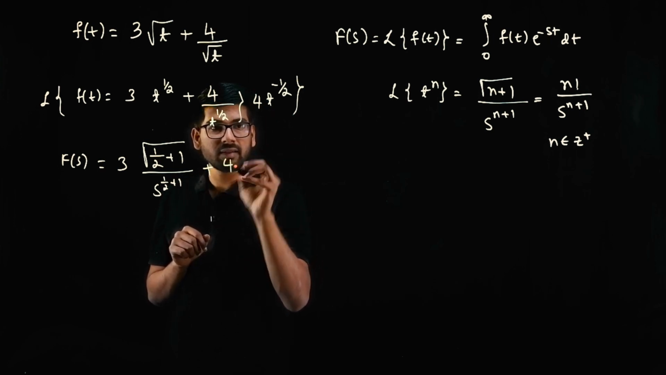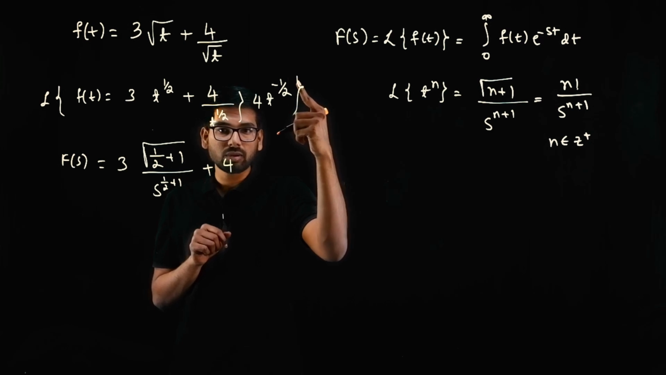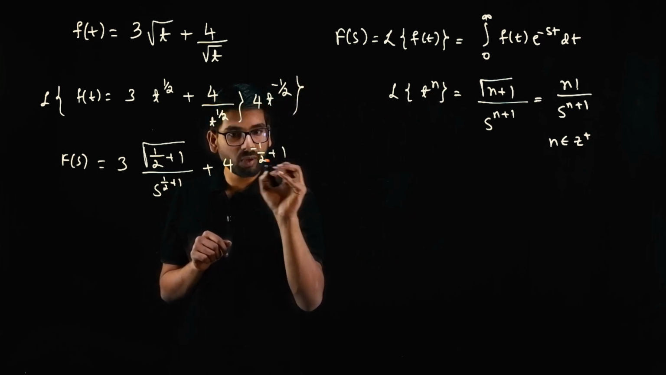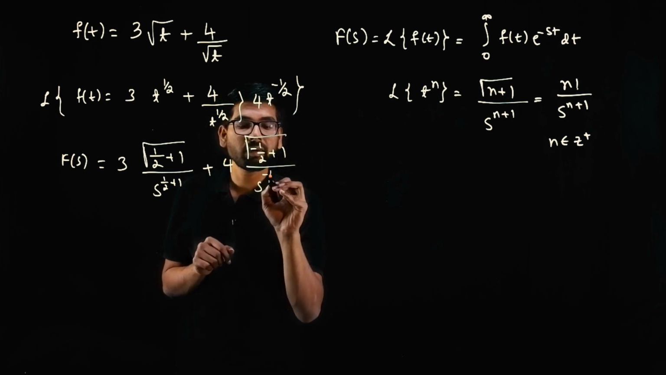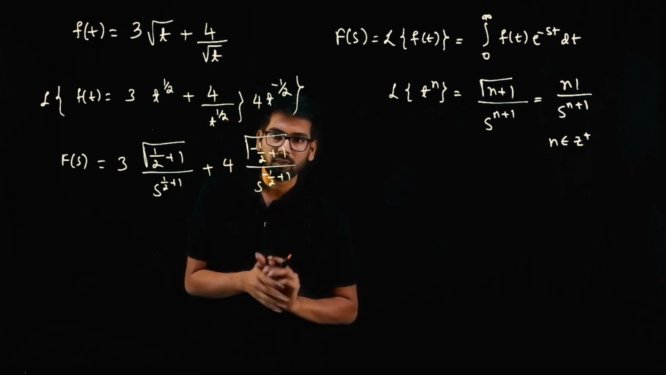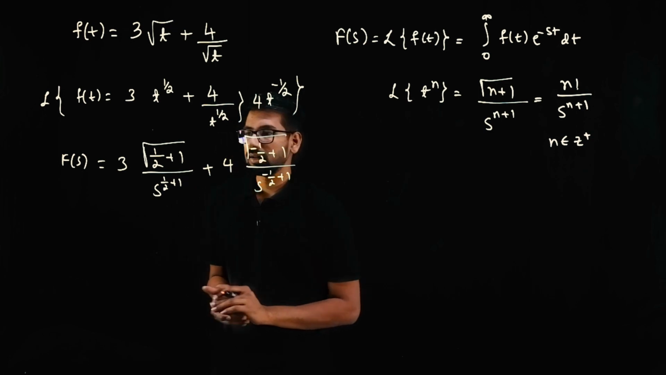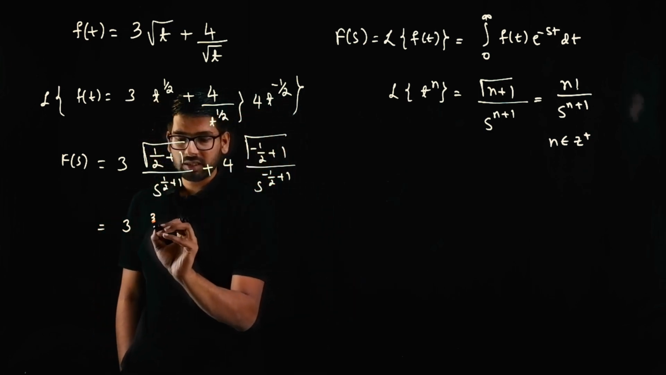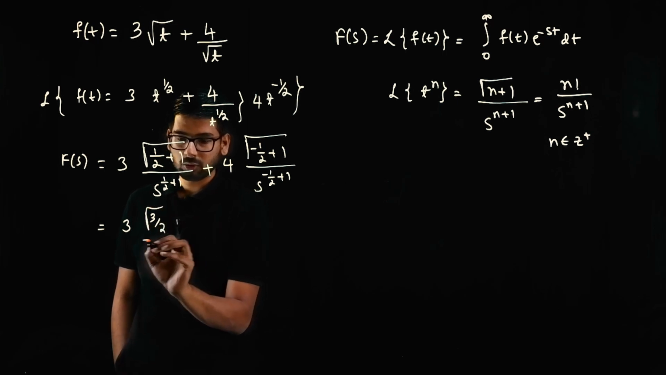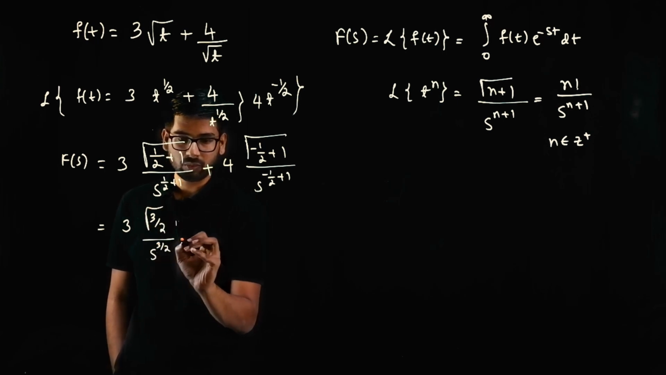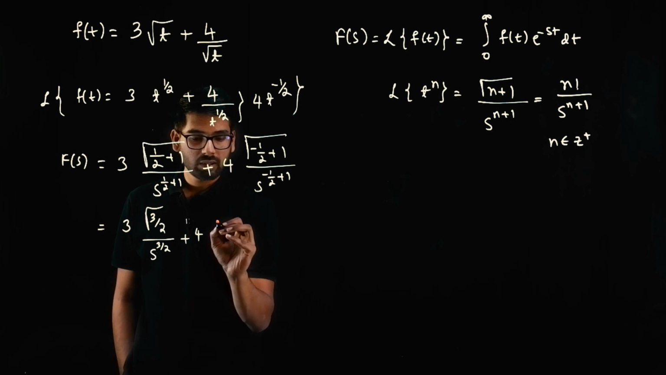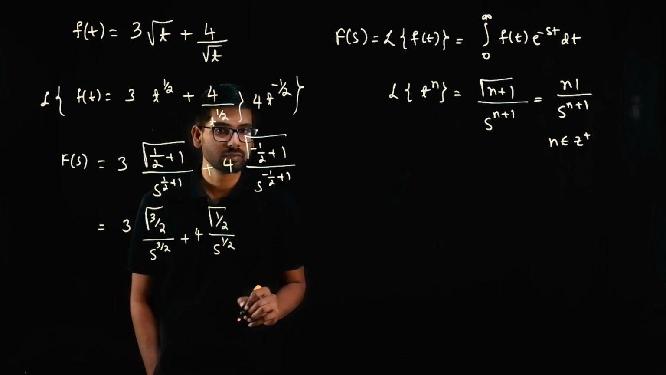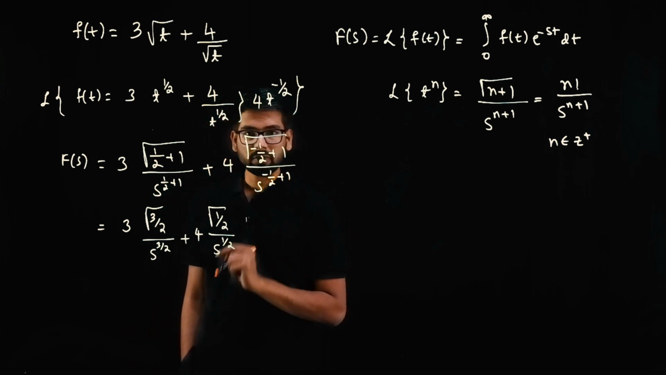So this is 4 as it is, t power minus 1 by 2. So in place of n I have minus 1 by 2. So that is gamma of minus 1 by 2 plus 1 over s power minus 1 by 2 plus 1. Okay, easy. And this can be written as 3 by 2 gamma over s power 3 by 2, plus 4 times gamma of 1 by 2 over s power 1 by 2. Okay, so minus 1 by 2 plus 1 is 1 by 2.